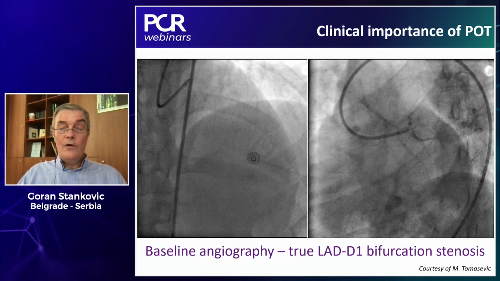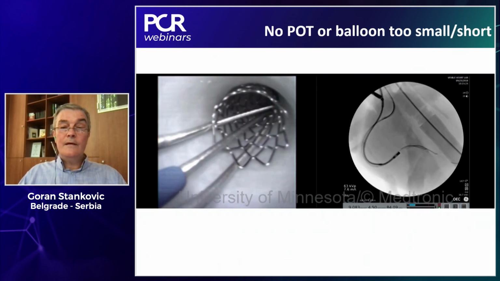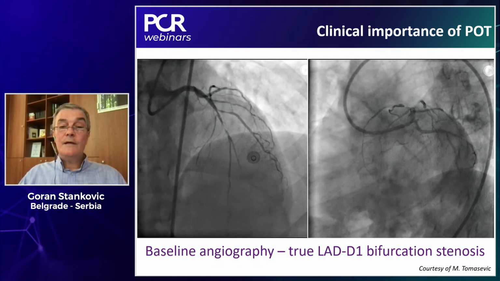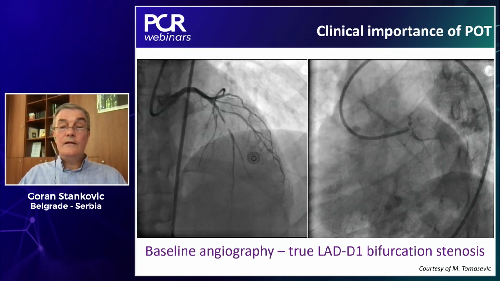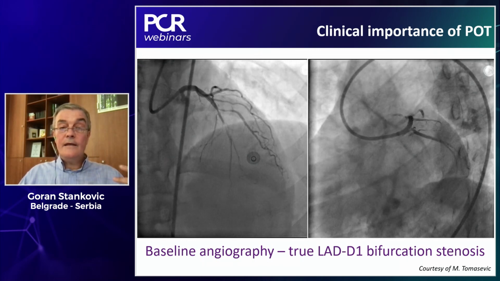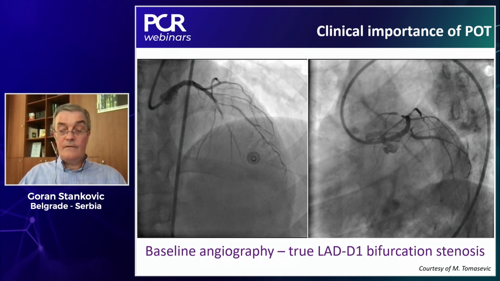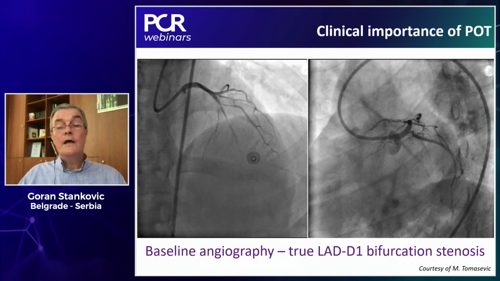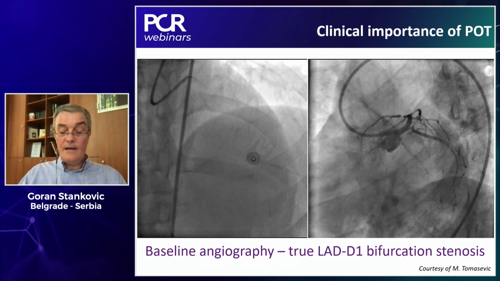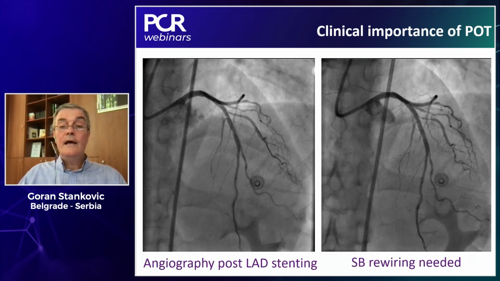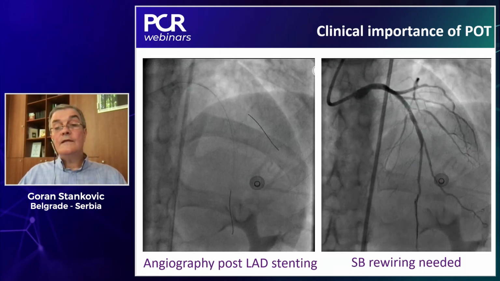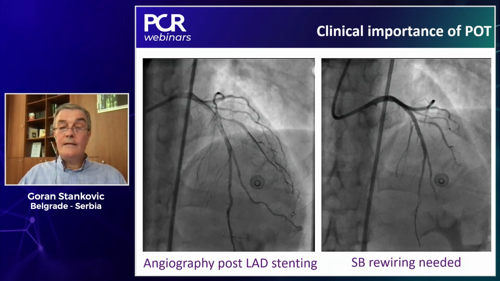Baseline anatomy of a patient with, as you may appreciate, a bifurcation lesion, LAD and diagonal, with diffuse disease from the ostium of the diagonal and extending in the LAD distal from the main vessel. So the decision was to start with a provisional strategy, predilate the LAD, stent the LAD with a J-wire inside, and this is the result after LAD stenting, and then it was necessary to rewire the side branch.